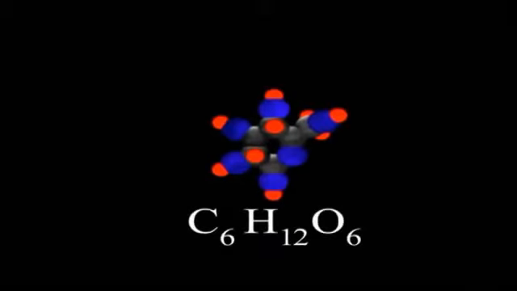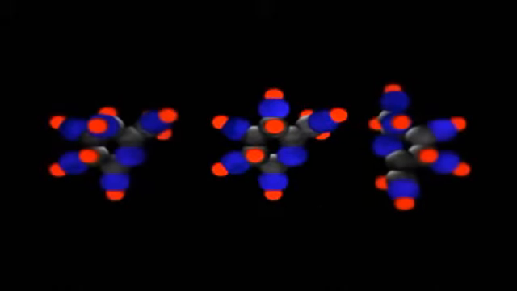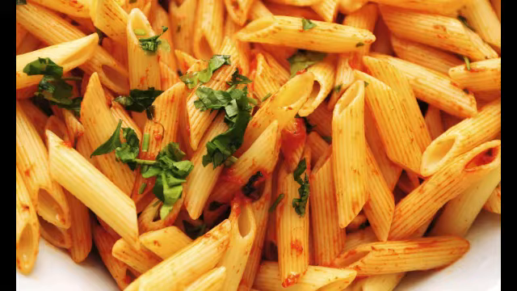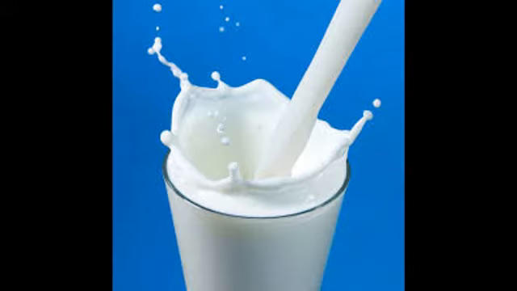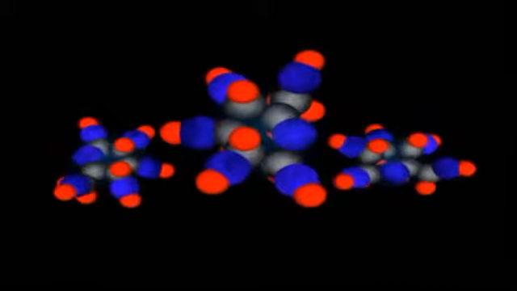Carbohydrates are organic molecules that provide energy and structural material for living things. They consist of carbon, hydrogen, and oxygen in a ratio of 2:1 of hydrogen to carbon and oxygen. They can be found in foods such as pasta, fruit, milk, bread, and potatoes. There are 3 kinds of carbohydrates: monosaccharides, disaccharides, and polysaccharides.